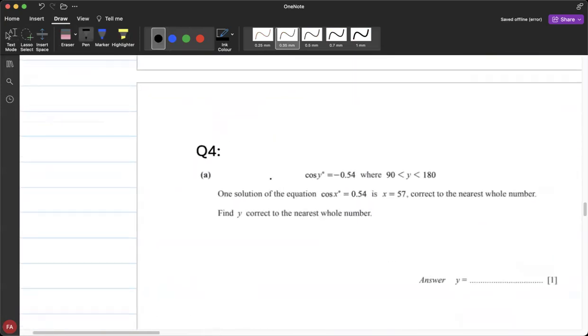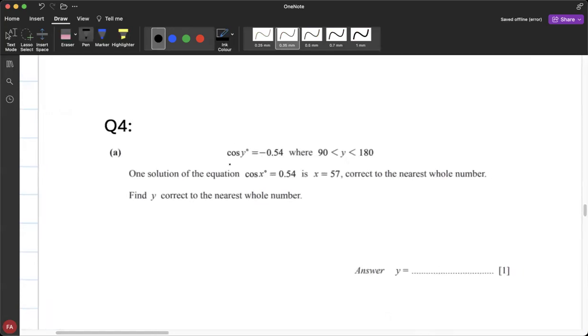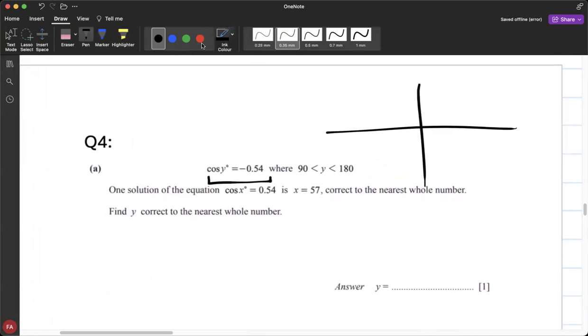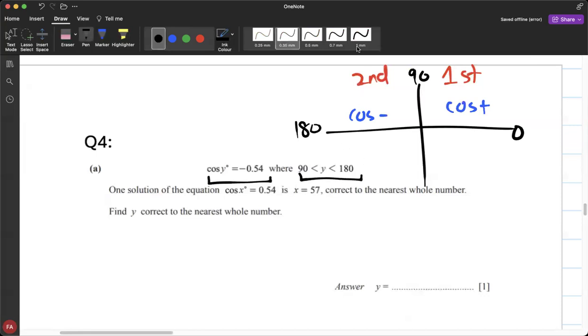In a similar way, let's take a look at the next part. The next part of the question says cos of y equals minus 0.54. Again, my question to you, where do you think cos value is negative? In the first quadrant or in the second quadrant? We know that cos value is negative in this, and similarly, cos value is positive in this quadrant. We also know that this quadrant is in between 0 and 90, and similarly, the second quadrant is in between 90 and 180. So the question says that this value is negative in this quadrant. That is exactly what I have just said.